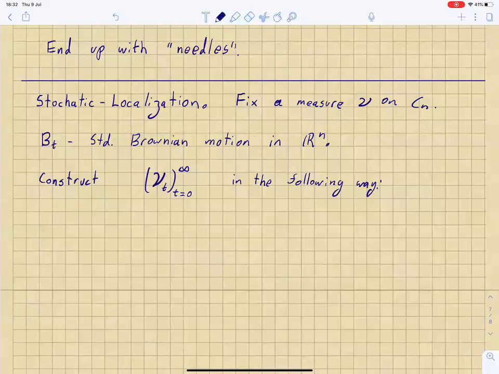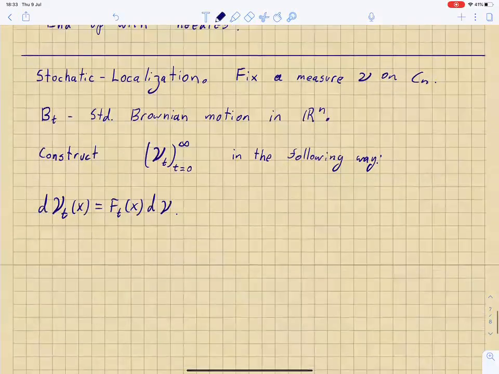So I'm just going to define d mu_t(x) as some function f_t(x) d nu. So we just have to tell you how these functions evolve in time, and they're going to evolve according to the following equation. I'm going to say that f_0(x) is just equal to one for all x.